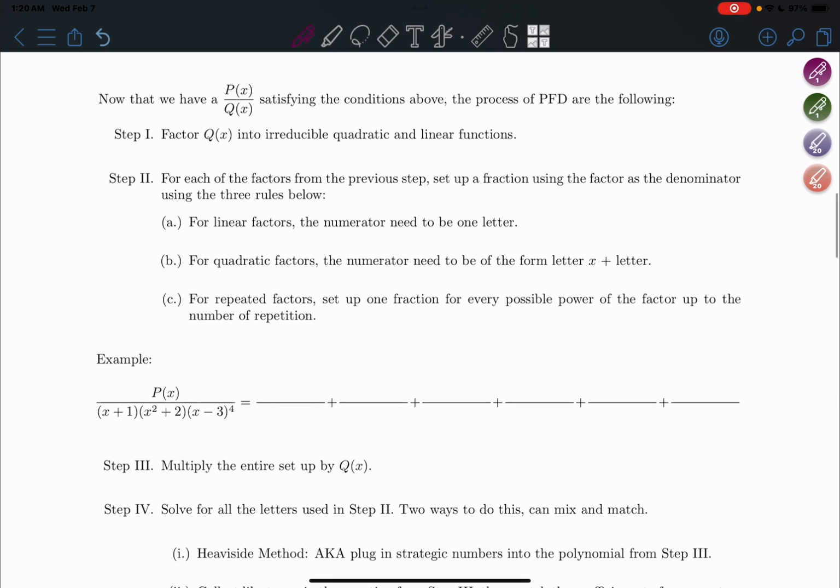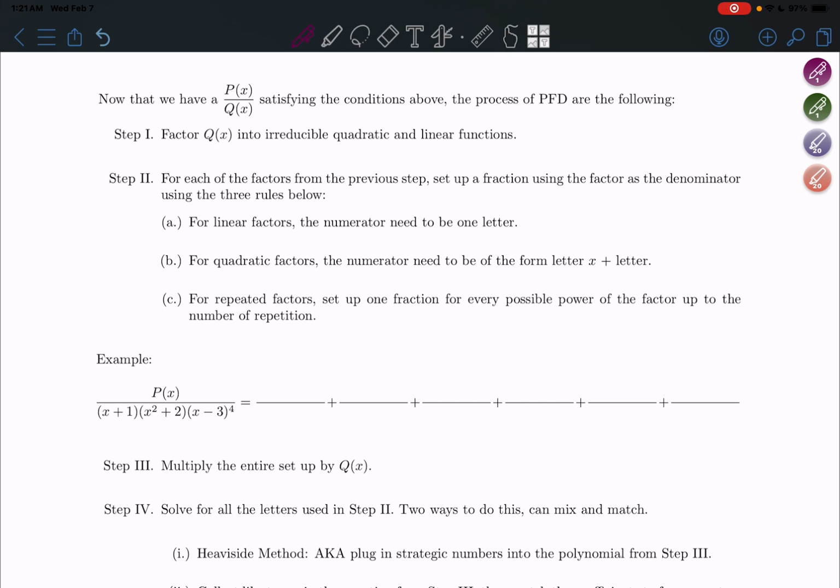So if you've got a rational polynomial that satisfies these two conditions, then the following is the partial fraction decomposition process. Step 1: factor q of x into irreducible quadratic and linear functions. That's our condition number 1, we need to be able to factor for us to do partial fractions. That step is inevitable. Step 2: for each of the factors from the previous step, set up a fraction using the factor as the denominator.